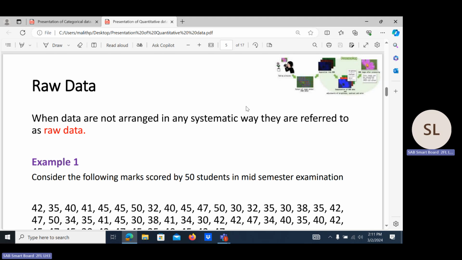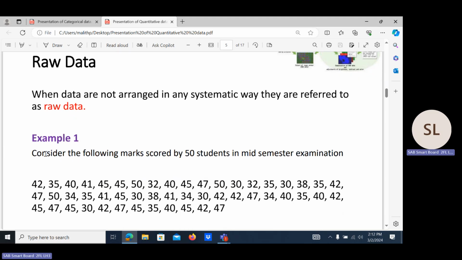Then we move into the raw data. Now you know, raw data means what? When the data are not arranged in any systematic way, we call it raw data. There is no arrangement in any systematic way. That we call raw data.